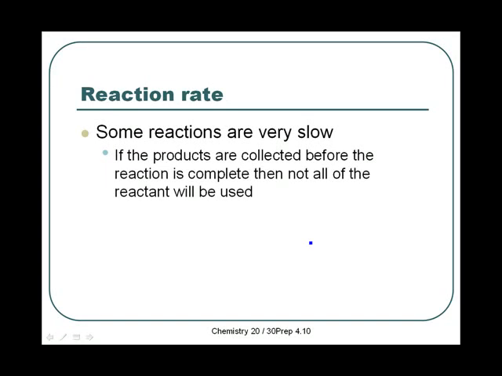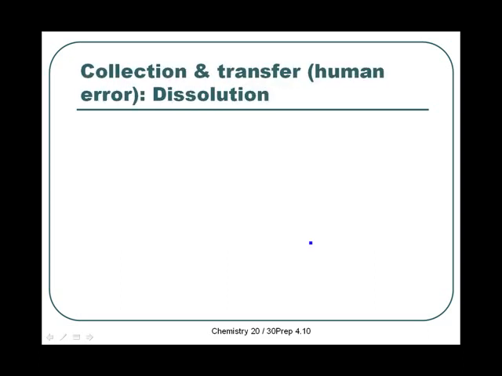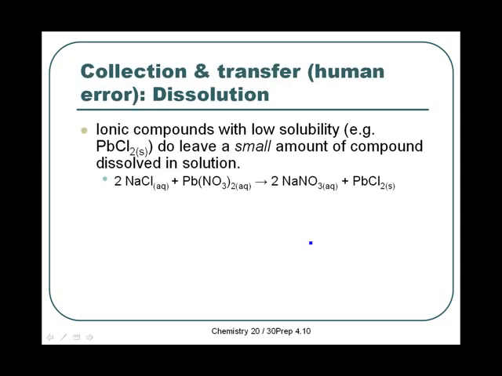Sometimes reactions are just really slow, and if you aren't patient enough and don't wait long enough, then the products that you're collecting won't be all the products you could have gotten if you had waited a little bit longer. So sometimes reactions are just slower than what we think they're going to be. The most common error is the human error factor.